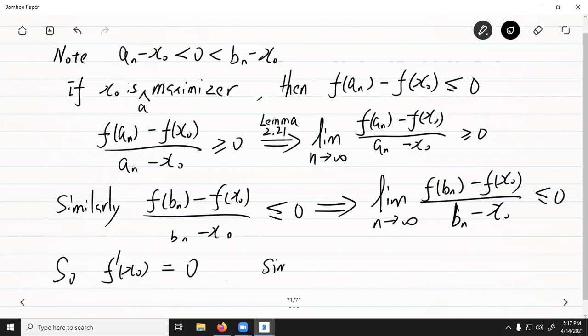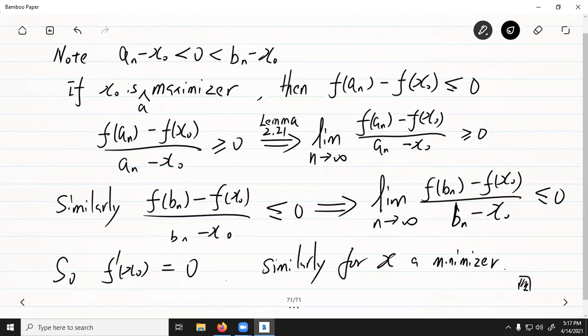Then similarly, for the case x0 is a minimizer, then this would be changed, right? This would be greater than or equal to 0, and this would be less than or equal to 0. Then you use the similar way, and this would be less than or equal to 0, and here would be greater than or equal to 0. Okay. Any questions? Okay.